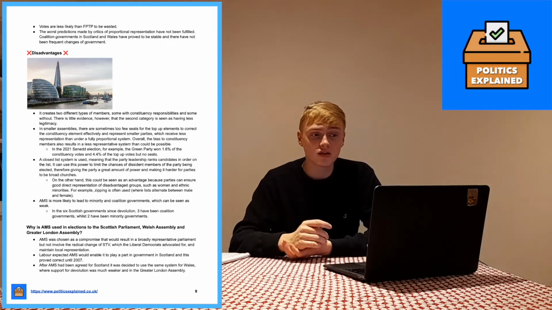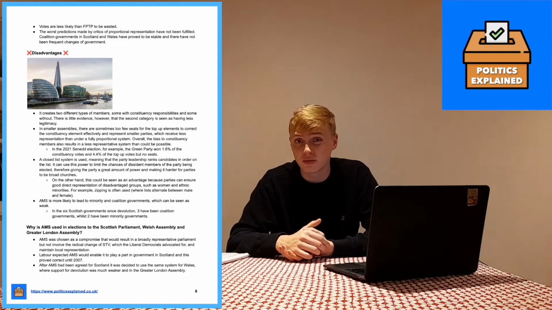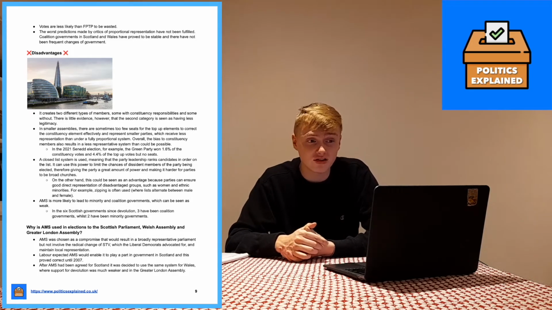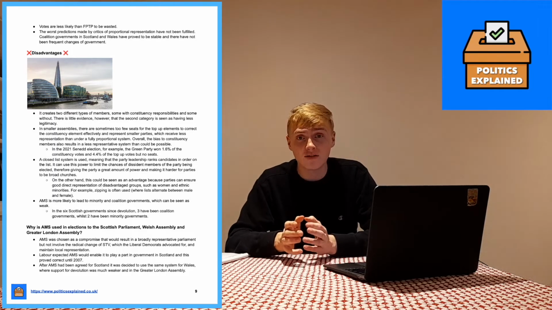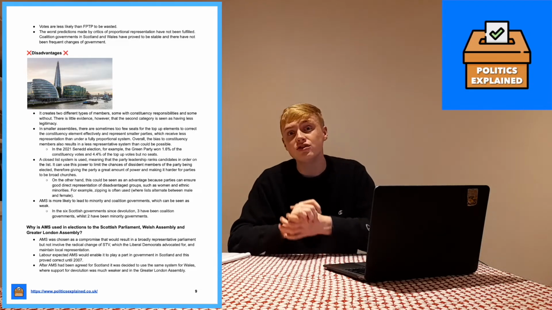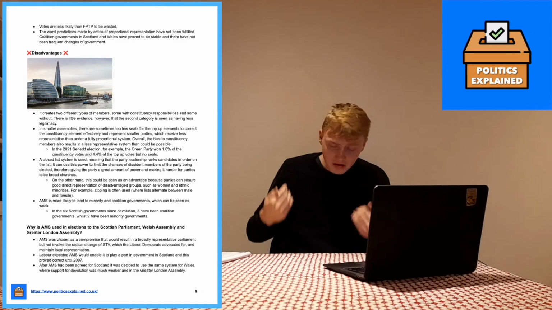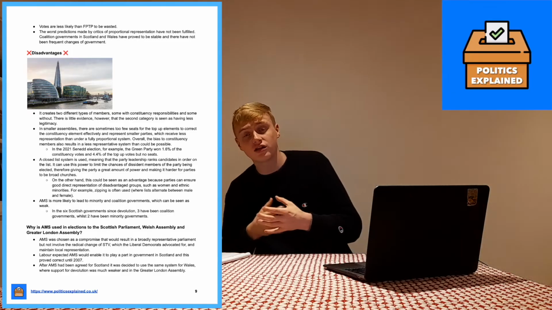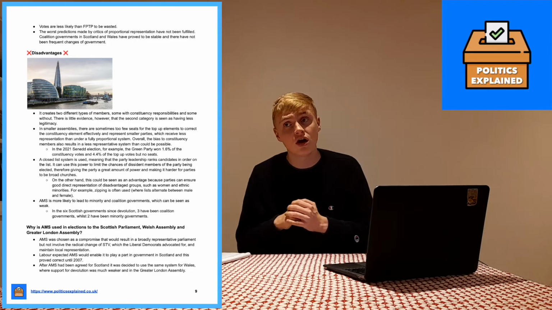And finally, the worst predictions made by critics of proportional representation haven't been fulfilled. Coalition governments in Scotland and Wales have proved relatively stable, and there haven't been frequent changes of government. And you've had quite effective governments, even though they have often had to work through more negotiation.